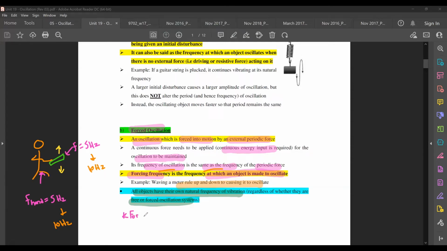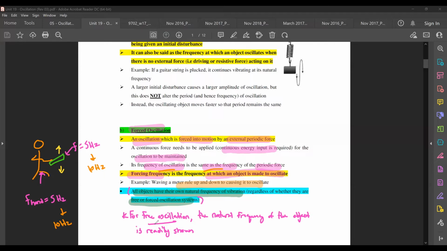For free oscillation, the natural frequency of the object is readily shown. One way to interpret this statement is by thinking of it like this: for free oscillation, your natural frequency is readily shown. You just need to let it oscillate, and it will immediately show you your natural frequency.